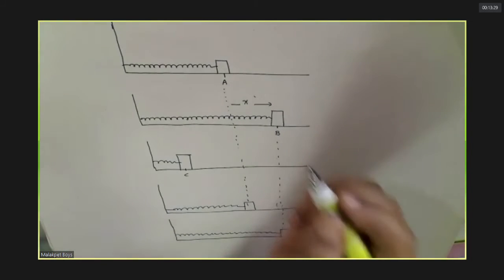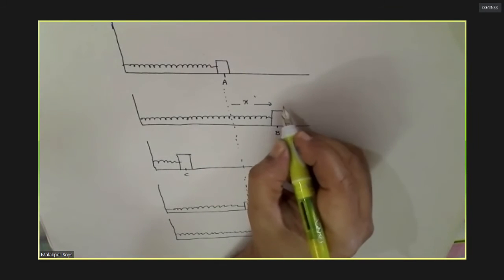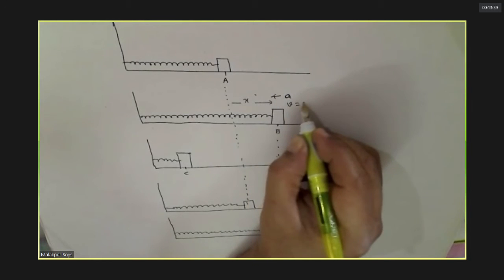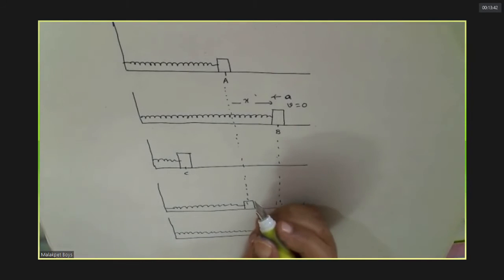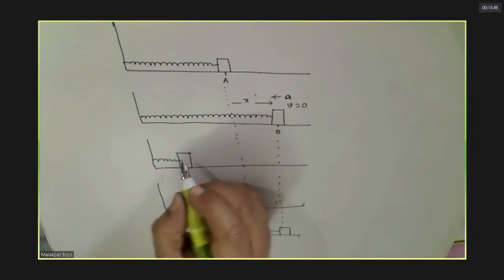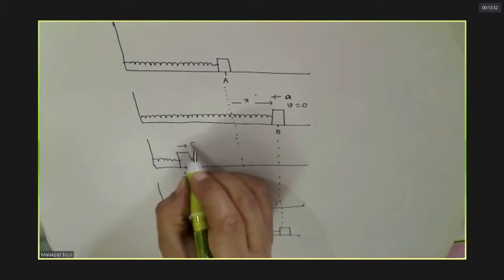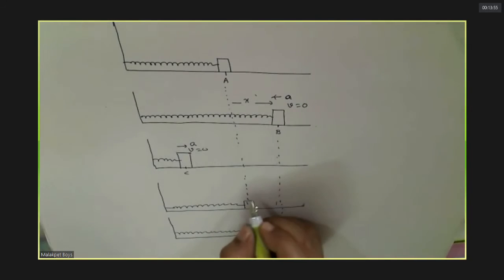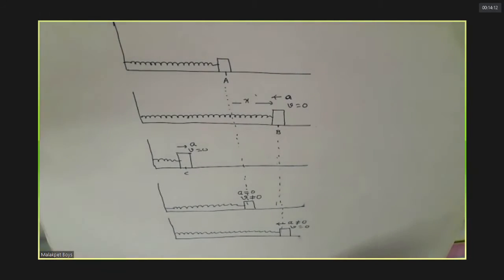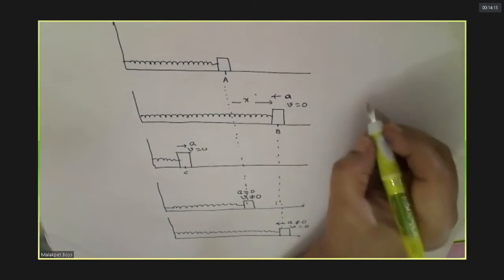Okay, so now you can see here there is an acceleration, velocity is 0. Here again there is acceleration, velocity is 0. When it crosses here, acceleration is 0 because the spring is at natural length. Again, when it comes over here, there is an acceleration which is not 0 but velocity is 0. So it will be oscillating now.